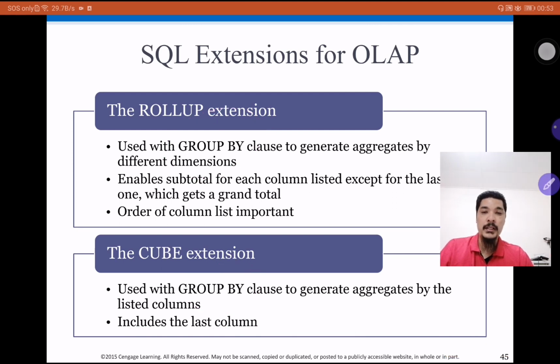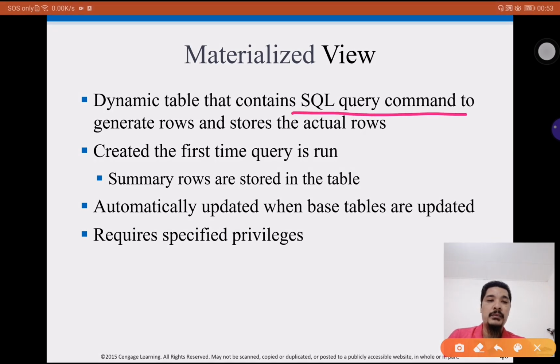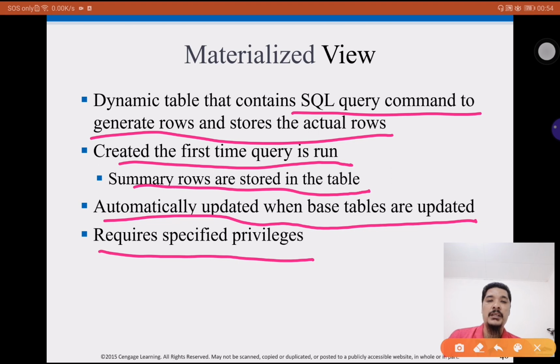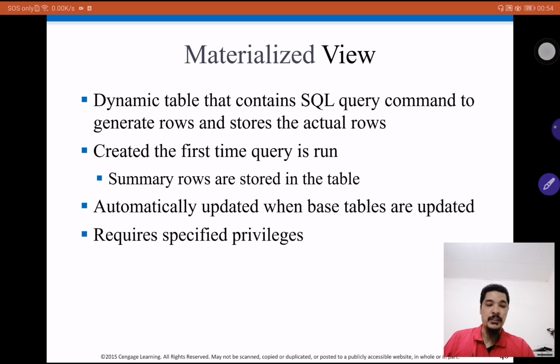Next is materialized view: dynamic tables that contain SQL query commands to generate rows and store the actual rows. They are created the first time the query is run, summary rows are also stored in the table, and they are automatically updated when base tables are updated. It requires a specific privilege. So we need to have a privilege to view these tables, and also we can use SQL. So with that, this is the end of the slideshow.